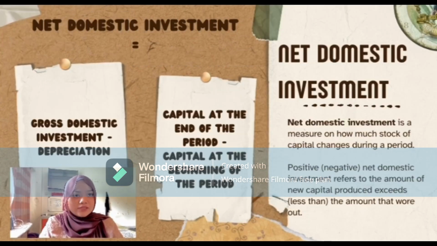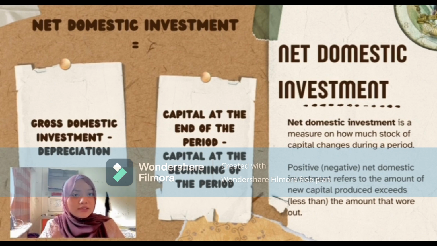Net domestic investment is a measure of how much the stock of capital changes during a period. Positive or negative net domestic investment refers to whether the amount of capital produced exceeds or is less than the amount that wore out. Net domestic investment has two formulas. The first one is gross domestic investment minus depreciation, and the second formula is capital at the end of the period minus capital at the beginning of the period.